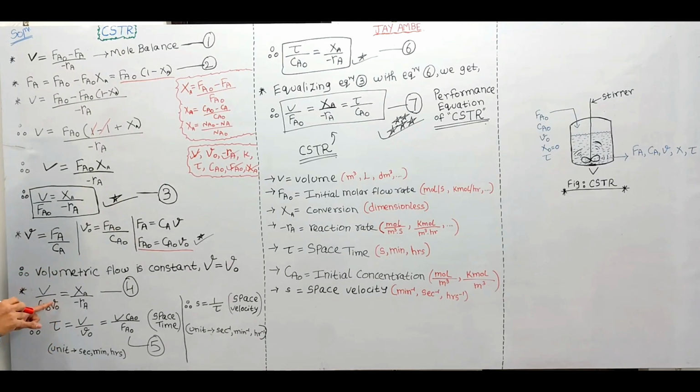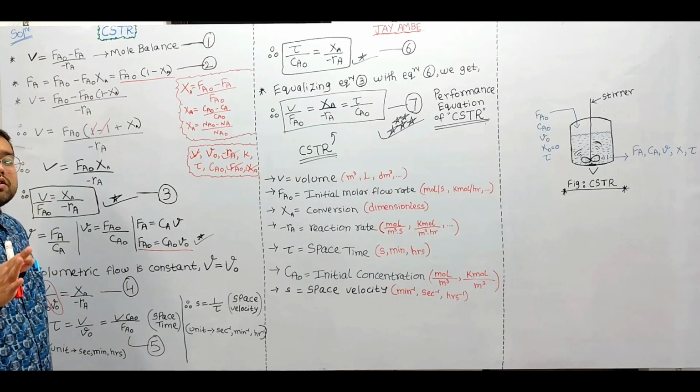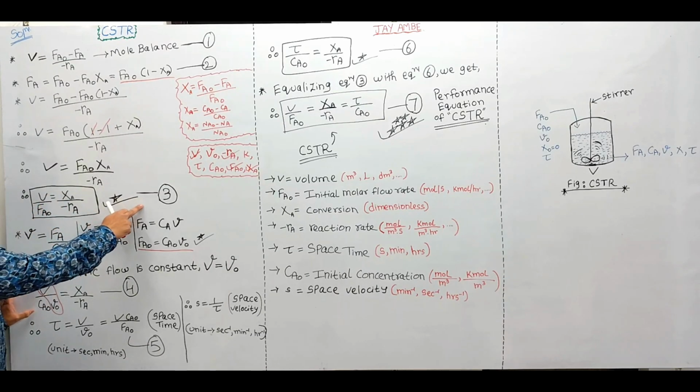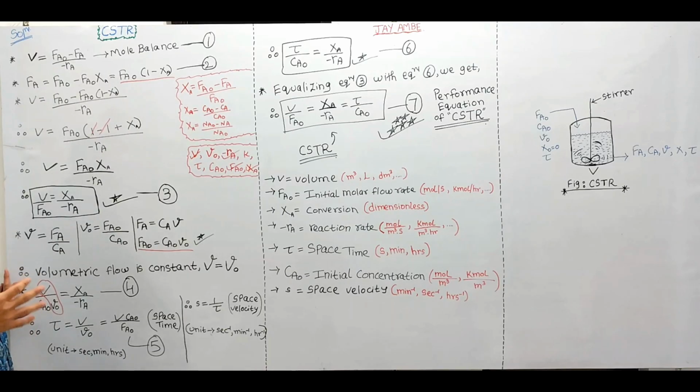The space time is the ratio of volume to volumetric flow rate. It's called the space time. And the fourth term which we have introduced into the equation is the space velocity. Space velocity is the reciprocal of the space time. I hope you understood. By doing this small rearrangement from equation 3 to equation 4, we have introduced 4 more terms into equation 4.